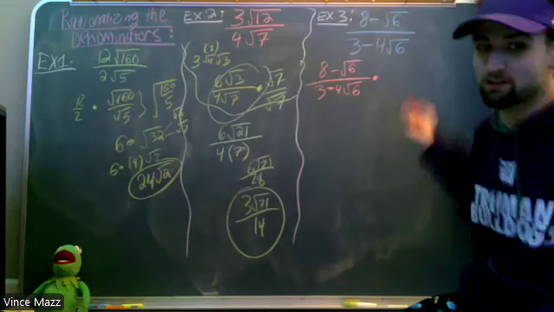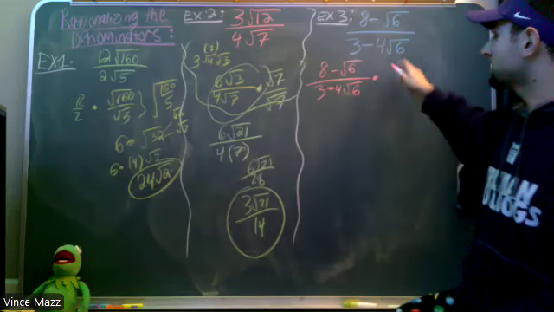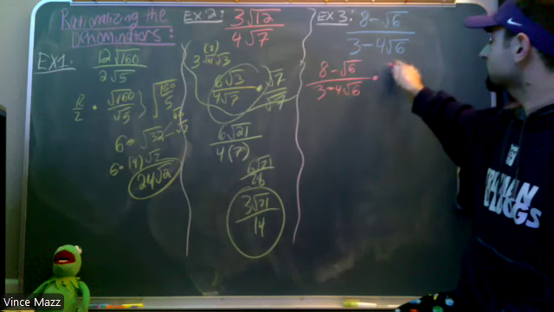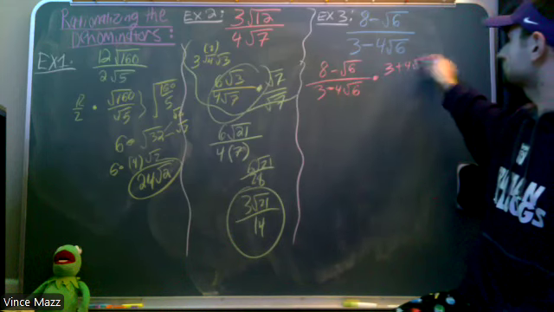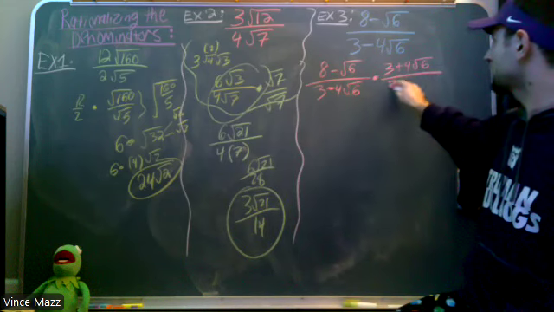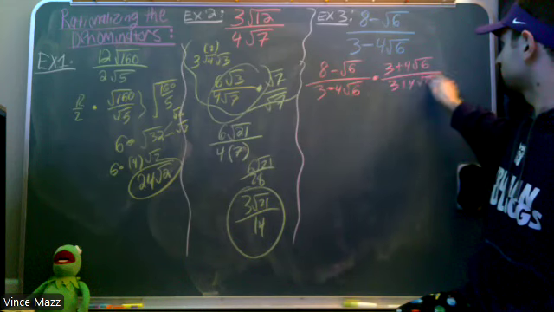Not the complex conjugate, because we're not working with complex numbers. But I argue that this is the same thing. So 3 plus 4 root 6 over 3 plus 4 root 6.